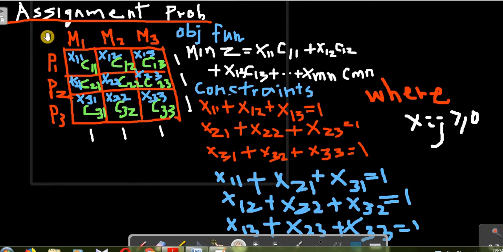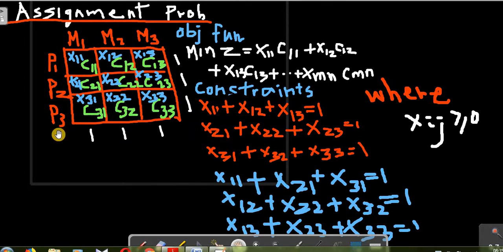Okay, students, today I am going to take an assignment problem, and it is also a part of your syllabus in operations research. The assignment problem. Okay, no problem. And this is the matrix structure.